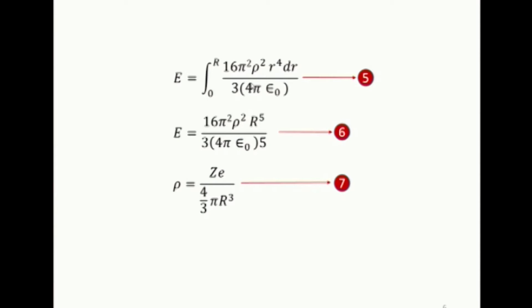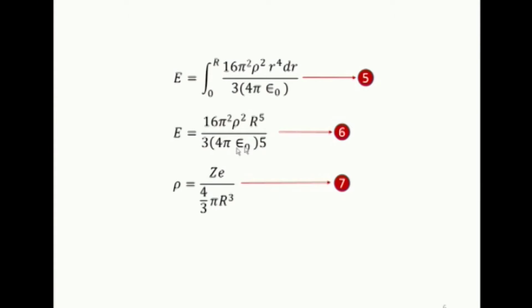So the integral of r power 4 dr will be r power 5 by 5. The upper limit is capital R, and upper limit minus lower limit, where the lower limit is 0, so we get R power 5 by 5. This is equation 6. Now that rho, what is that rho?